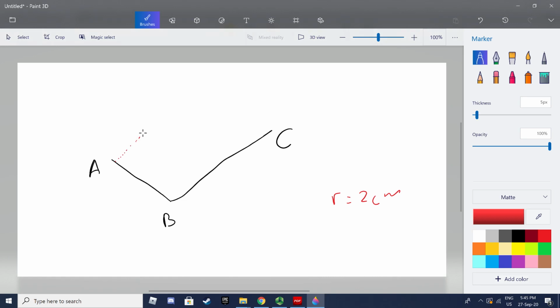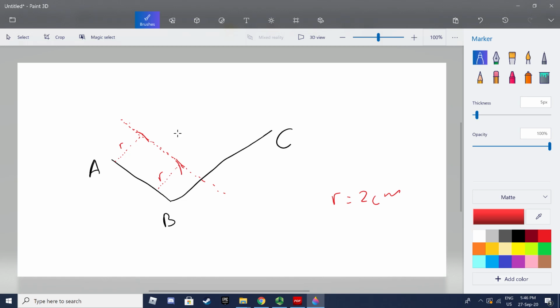Then you mark here. This one is the R. And then you connect there. So you have one parallel line from AB, and then from BC you make another parallel line.